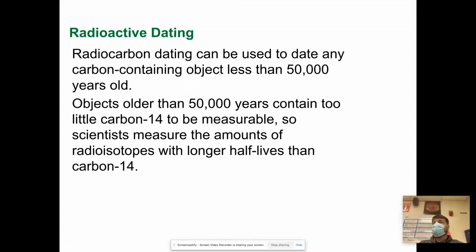So radiocarbon dating has been used to date objects containing material less than 50,000 years old. Objects older than 50,000 years may contain too little carbon-14 to even be measurable. After 50,000 years, that's 10 half-lives approximately, or 9 half-lives. So 1/2 raised to the 8th is like 1/32. That's not a lot. Okay.